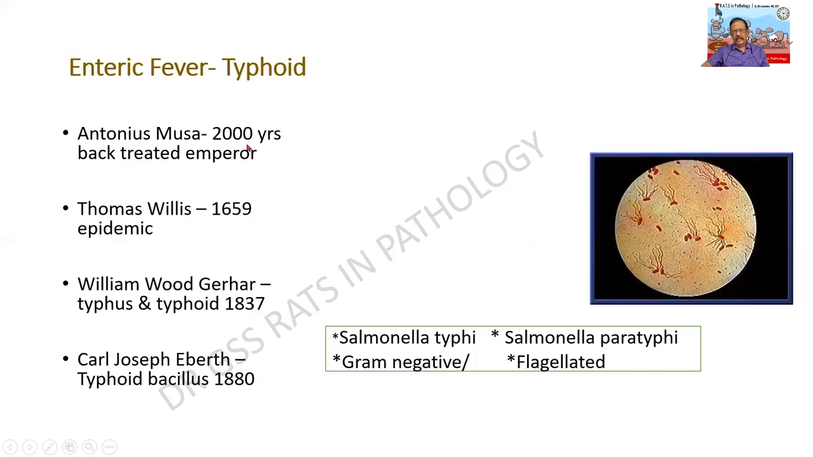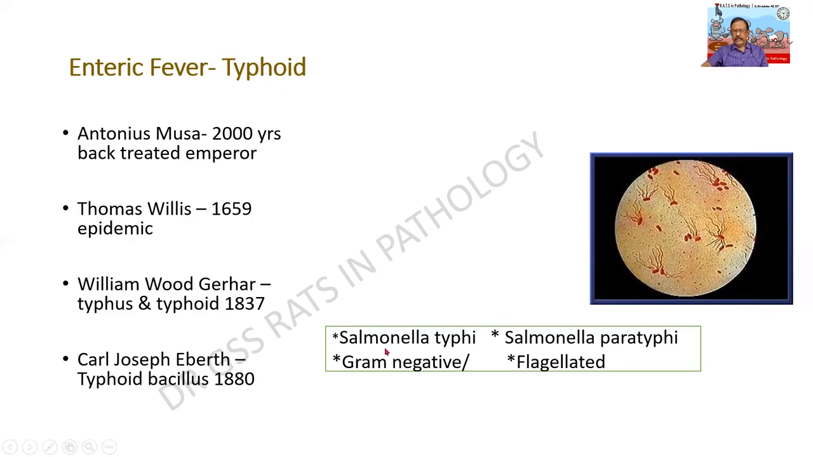And in the history, you find that typhoid is as old as mankind, probably as old as leprosy itself. And these are all the various people. Antonius was 2000 years back treating an emperor. Thomas Willis identified this as an epidemic affecting large groups of people, maybe like corona and so on. William Woodward distinguished the differences between typhus and typhoid in 1837. And Karl Eberth identified the typhoid bacillus in 1880.